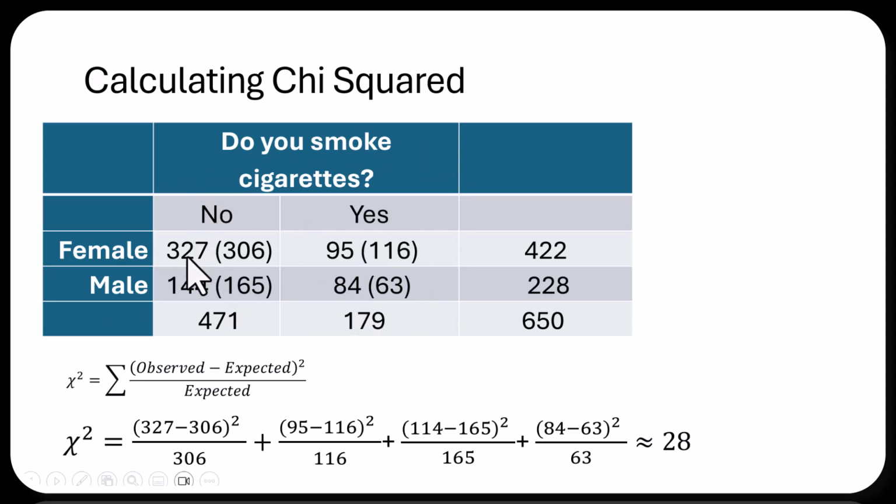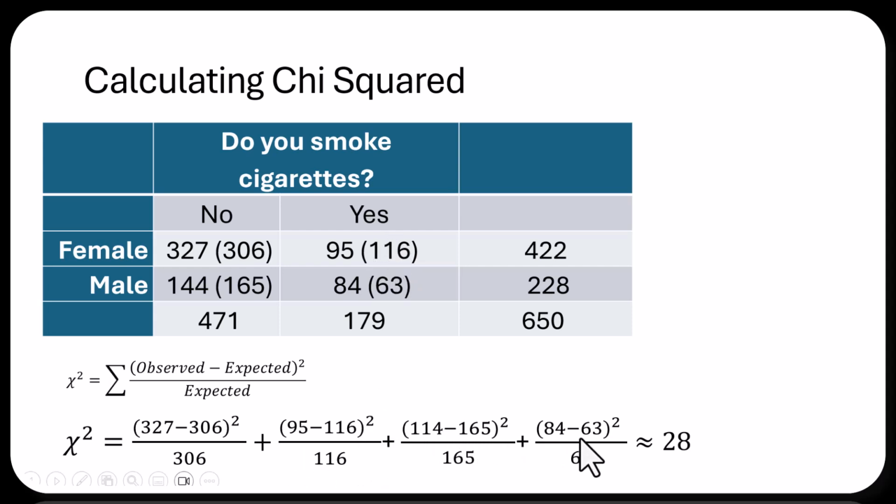First we look at the females who said they don't smoke. The observed number of females who don't smoke is 327. The expected value, those are in parentheses, is 306. So we have 327 minus 306. We do that subtraction, we square it, and then we divide it by 306. Okay? And then we keep doing the same exact thing for the other 3 boxes. For females who said they do smoke, there were 95 of those, minus 116, which is our expected value. Again, we subtract, we square, we divide by 116.